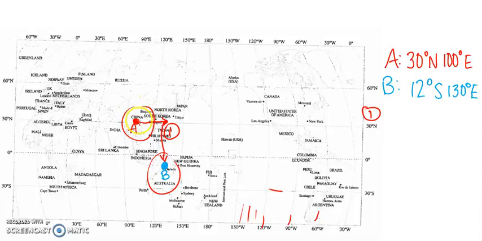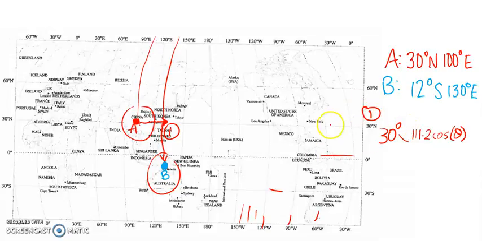A is situated at 100 degrees east, and we need to travel to this location, which will be in line with B, which is at 130 degrees east. So we know that the angular distance from 100 to 130 is 30 degrees. One degree, when dealing with lines of latitude going horizontally, is equal to 111.2 cos, and this here is the degree of the line of latitude. If we have 30, then we need to multiply this by 30.